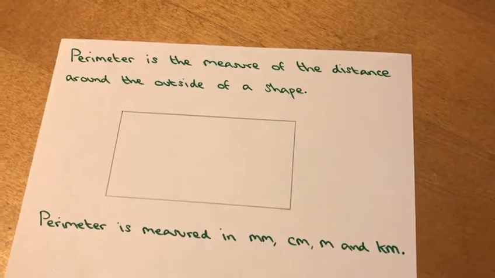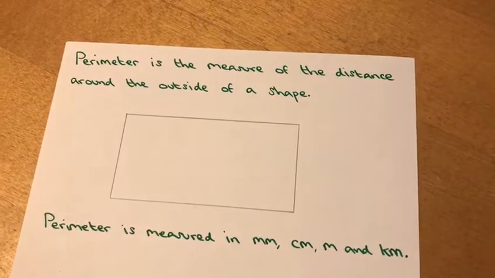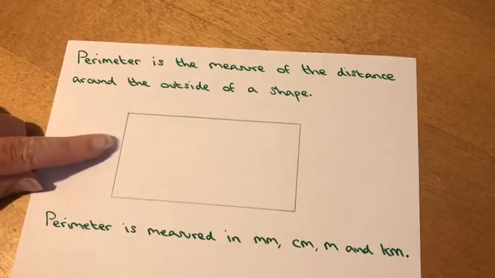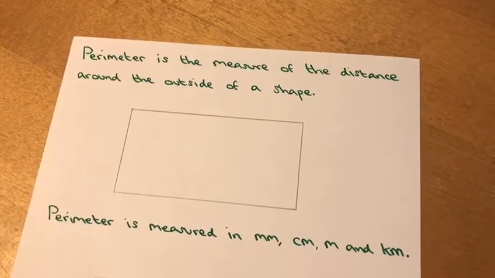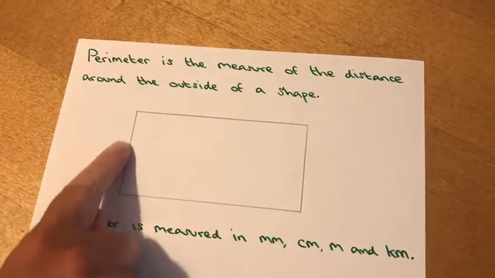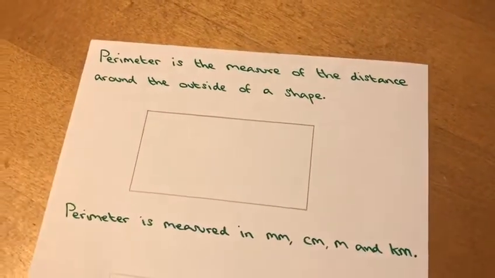So the perimeter is the measure of the distance around the outside of the shape. So for example, this rectangle here, if I was going to measure all the way around the outside of the shape, that measurement is called the perimeter.